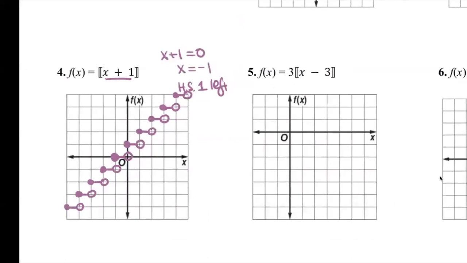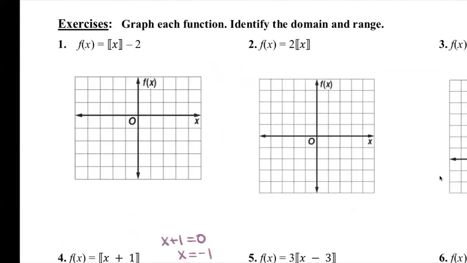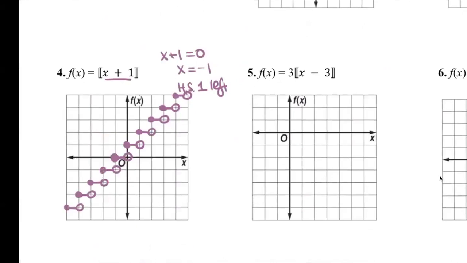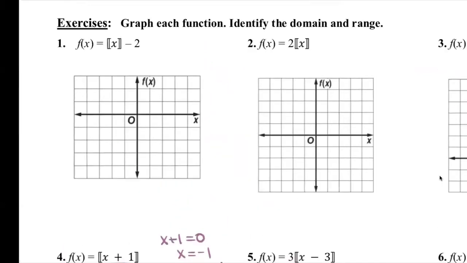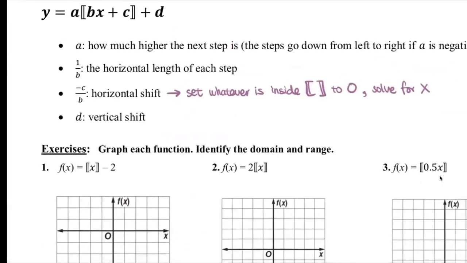We'll do domain and range a little bit later. So we'll hit up domain and range in just a sec. Let's get the graph first, okay? All right, and that's it for the graph for number 4. All right, so that is your horizontal shift. Set whatever's inside those braces to 0 and then solve for x.